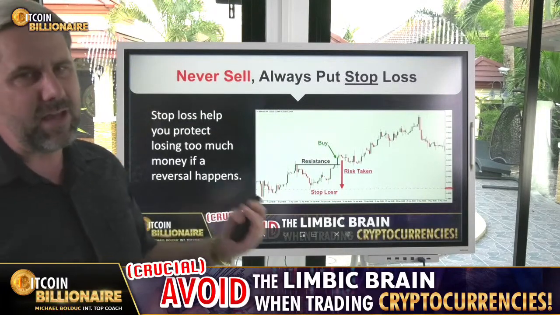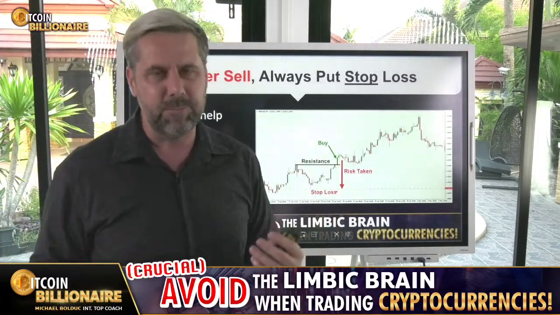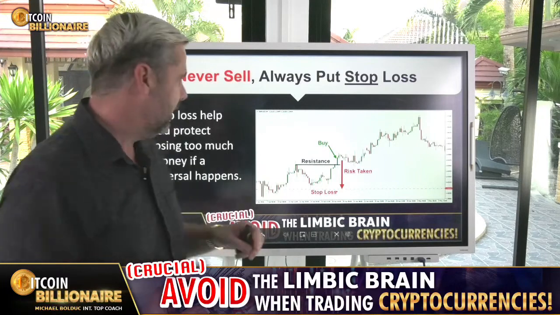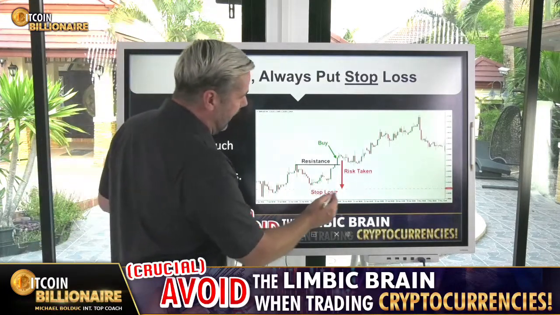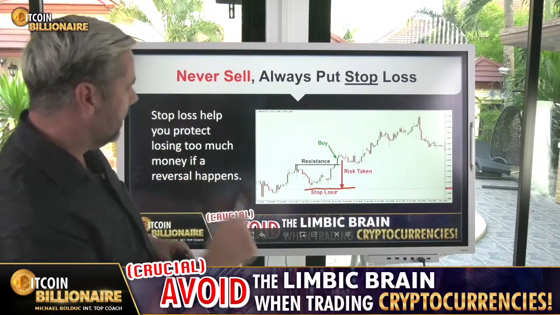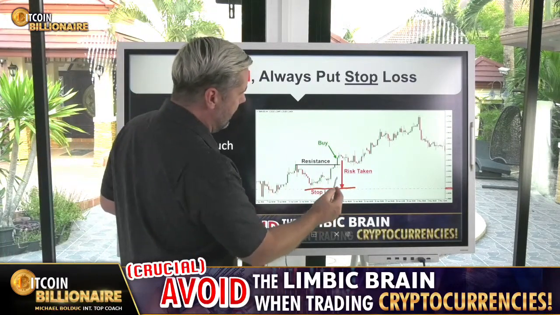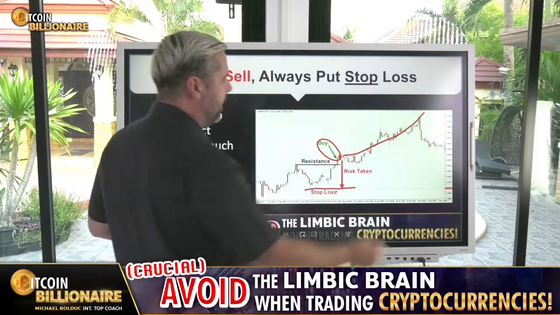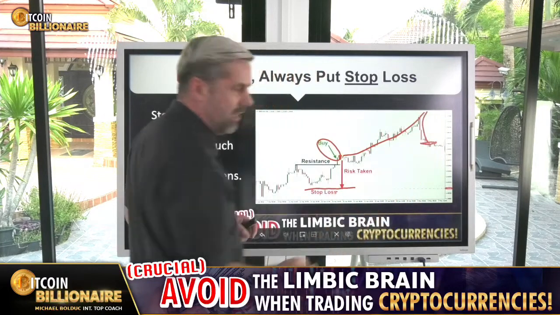Because today I want to talk about how a lot of people said they sold their Bitcoin. I coach a small group of people and they said, oh yeah, I sold my Bitcoin. I said, why would you do that? Why would you ever sell your Bitcoin? Never sell your Bitcoin. You always want to put a stop loss. You put your stop loss at the support level in case it breaks that. So you buy here and then it goes up. If it comes back down, you can raise your stop loss higher.